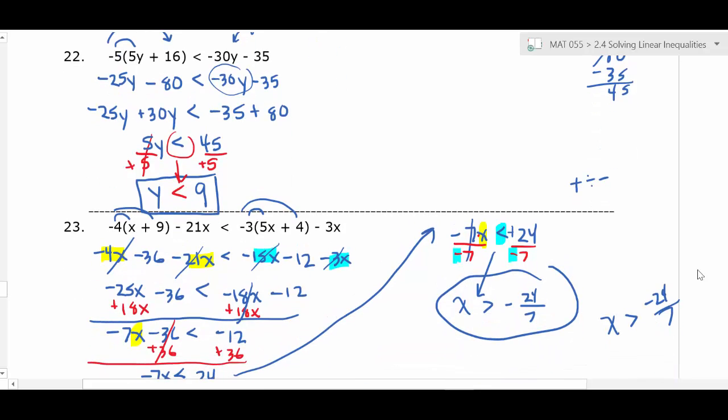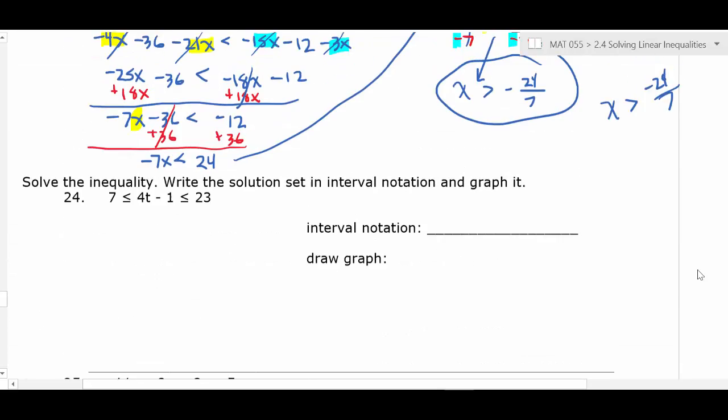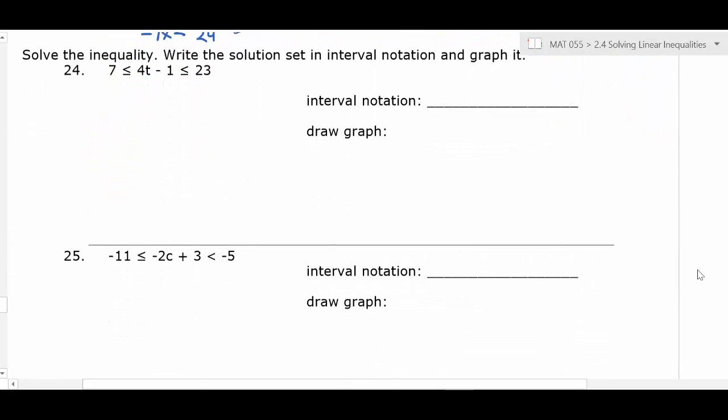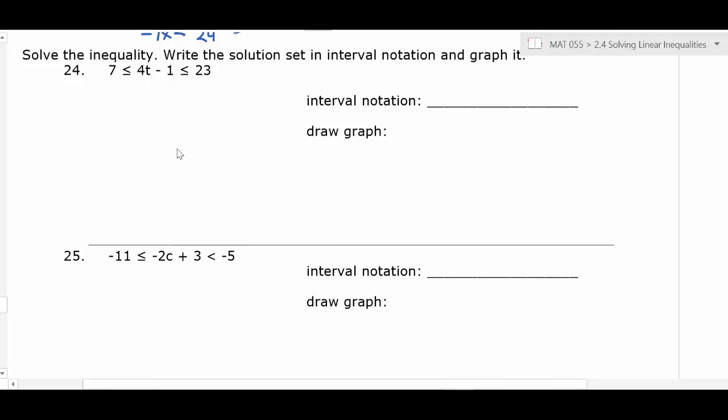Okay, so hopefully we did those okay. Just kind of know when and when not to switch the sign. Okay, now to finish up, there are just a few more things I want to look at: what happens when we have an in-between inequality and we're solving this.